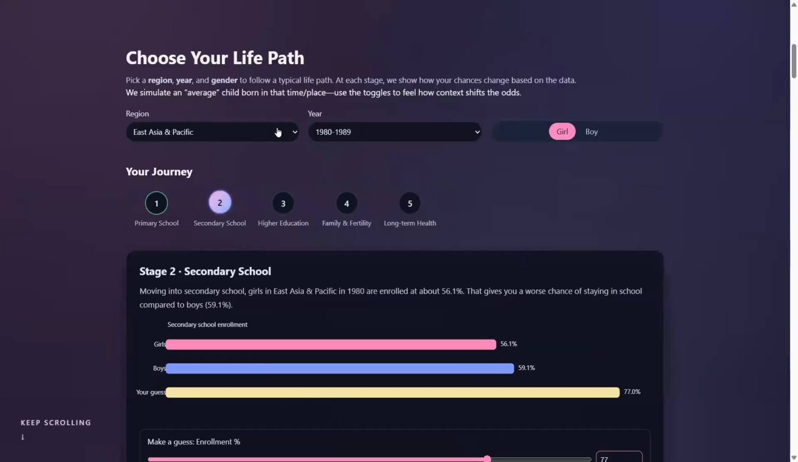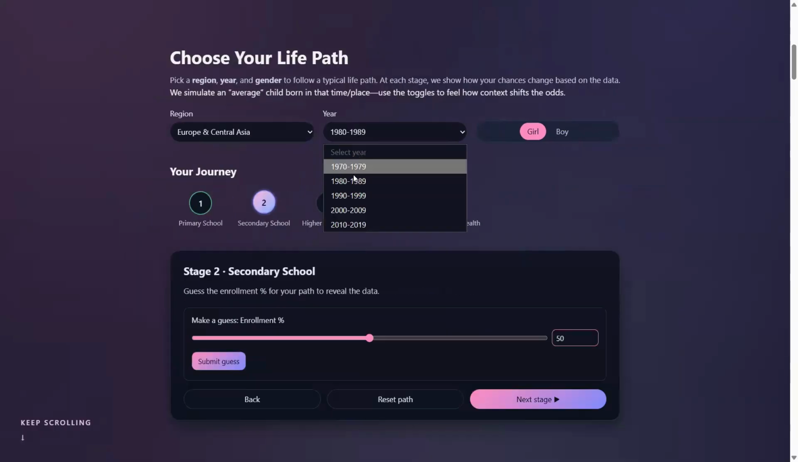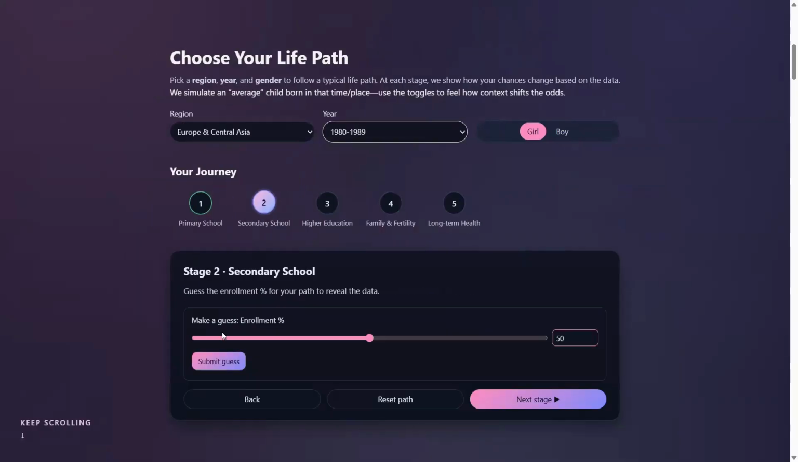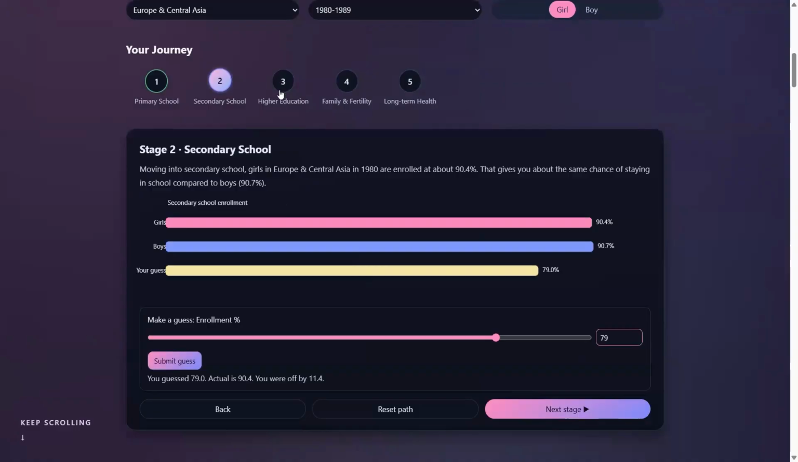First, the user will be guided to do a gamified life path activity where they'll select the region, year, and gender to see what the gender gaps look like during that time and in that place. They'll be prompted to submit a guess for what they think enrollment rates look like for whichever gender they chose. Then they'll see how their guess really paired up to the ground truth.